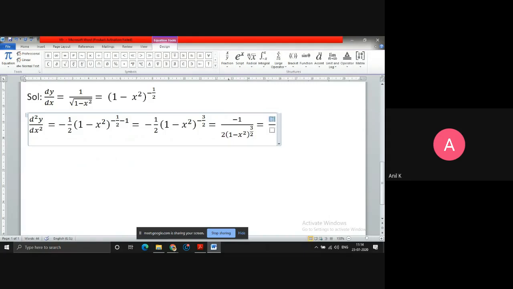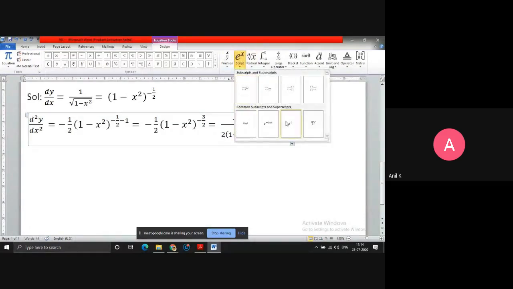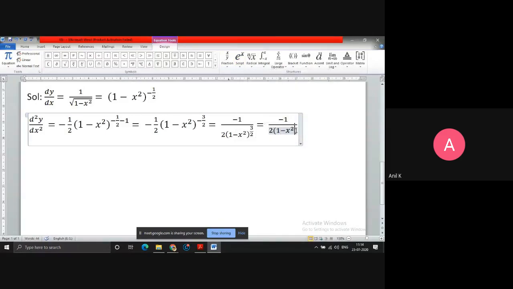What you can do for the simplification is minus 1 upon 2 into, here I'll put this term as 1 minus x square. Just we are playing with the exponents and exponent formulas.